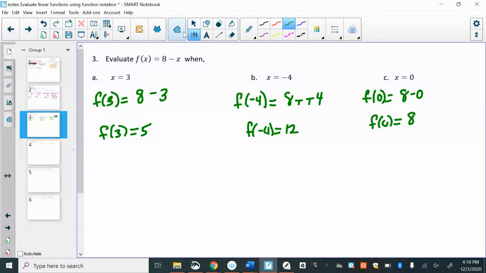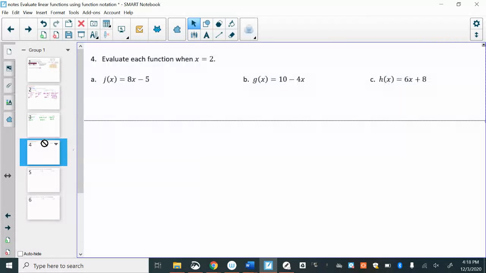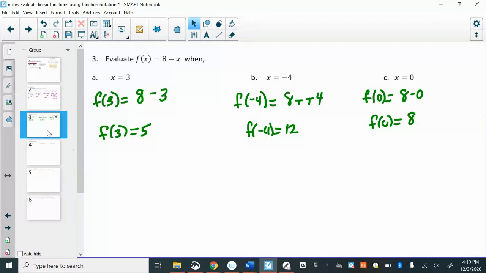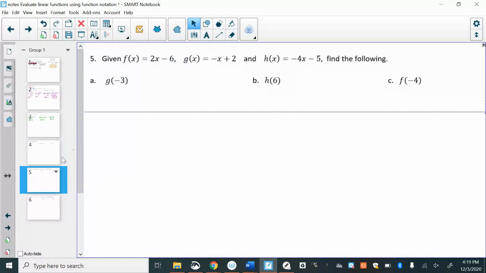All right, guys, so I'm going to let you try a couple on your own here. So try that one on your own. I'm going to go ahead and just show you how to solve these problems here, and then I'm going to let you guys try it.